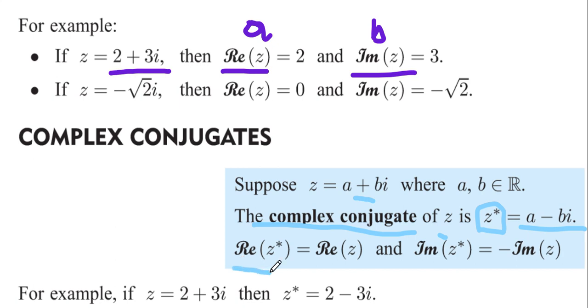So the real part of the conjugate of z would be equal to the real part of z, and the imaginary part of the conjugate of z would be equal to minus the imaginary part of z, because it has the opposite sign. That is what changes when you have a complex conjugate. So for example, we have z equals 2 plus 3i. Now z conjugate becomes 2 minus 3i.